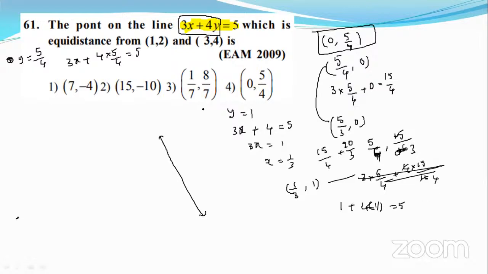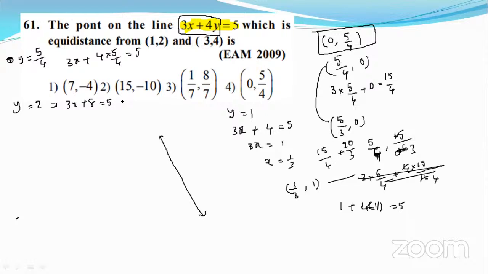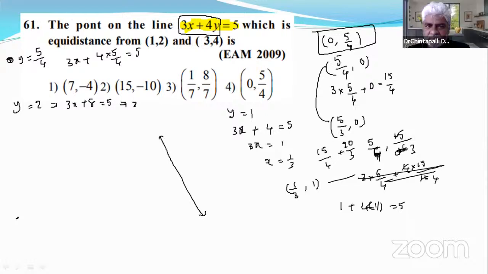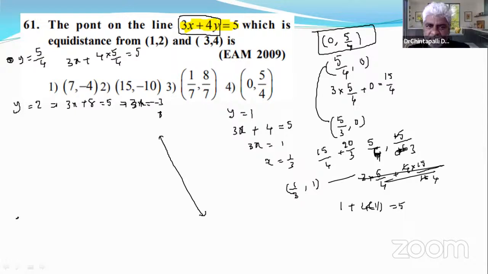You may also take y equal to 2. If y is equal to 2, then 3x plus 8 equals 5, so 3x is equal to negative 3, and x equals negative 1. So one of its points is (-1, 2).